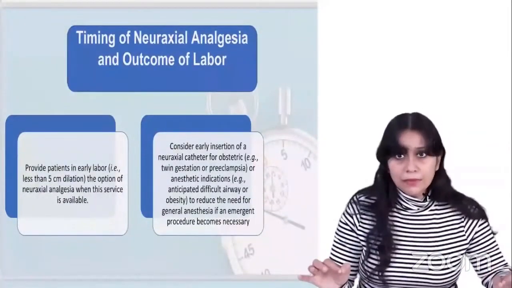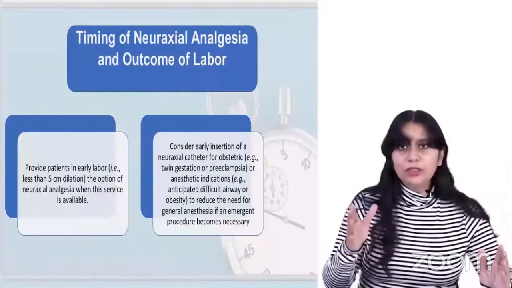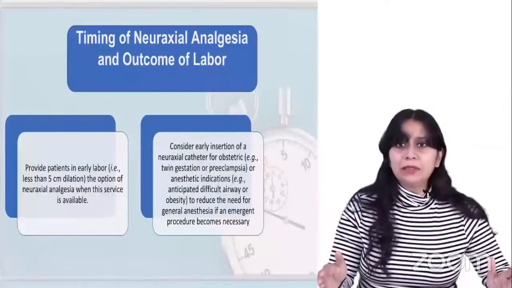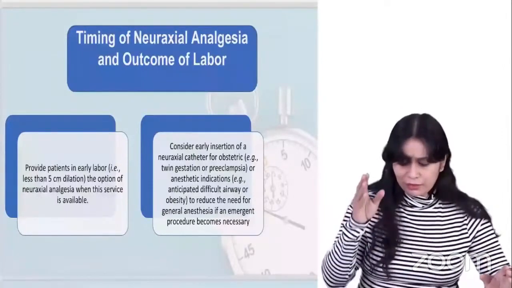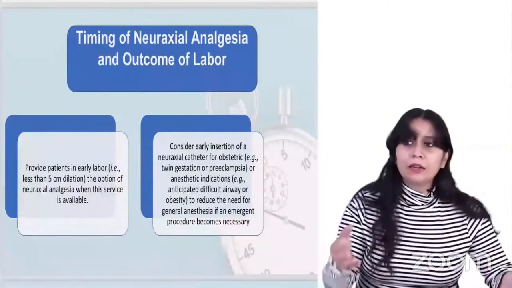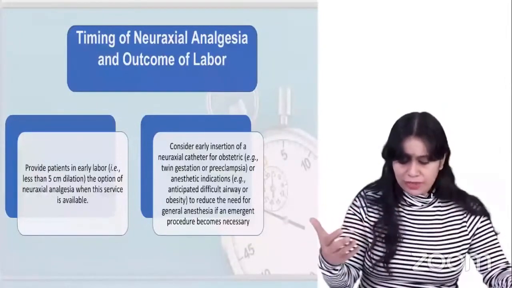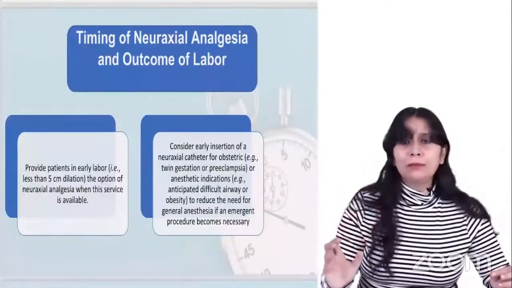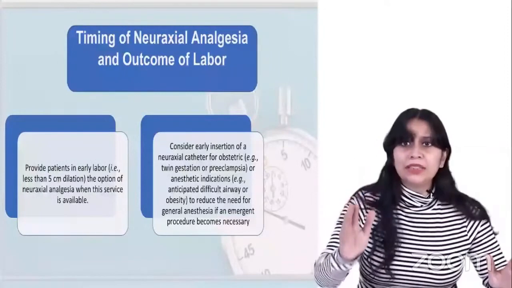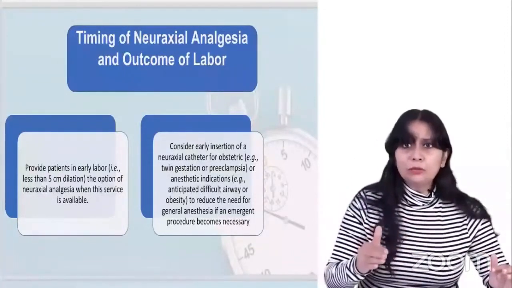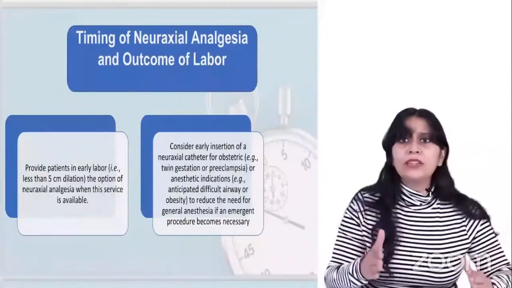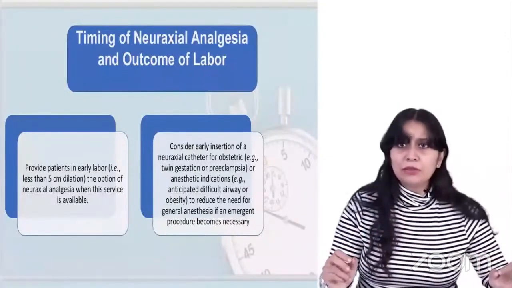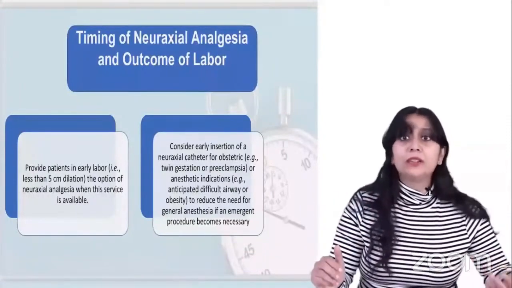Timing, again repeating the same thing, we should not wait for some arbitrary cervical dilatation. We should always give the female the option if a neuraxial technique is available at the center. In high-risk patients, like twin gestation, preeclampsia, or anticipated difficult airway, even before she goes into labor, we can secure an epidural catheter and confirm that it is at the right place. So timing should be patient-centered. We should not wait for arbitrary cervical dilatation. Patient demand is enough for putting the epidural catheter, and in high-risk patients, it should be put even earlier.